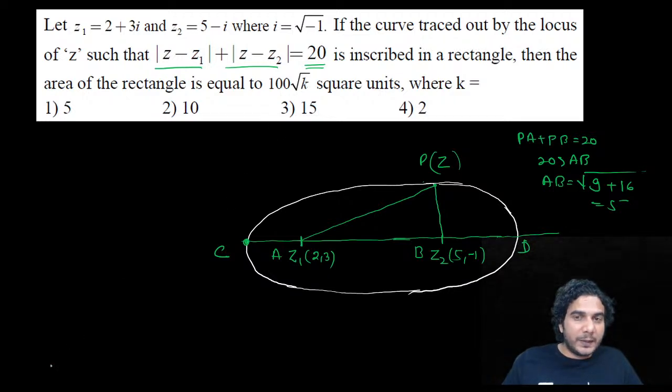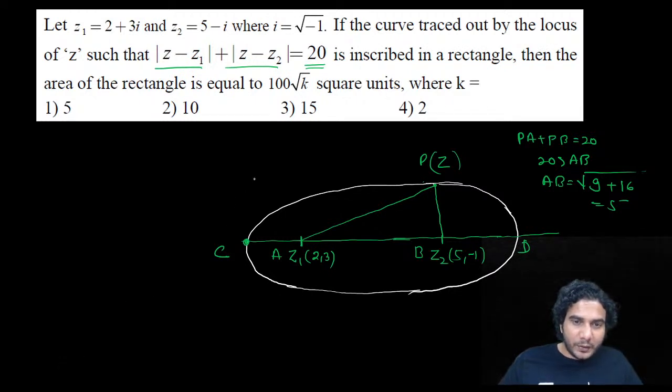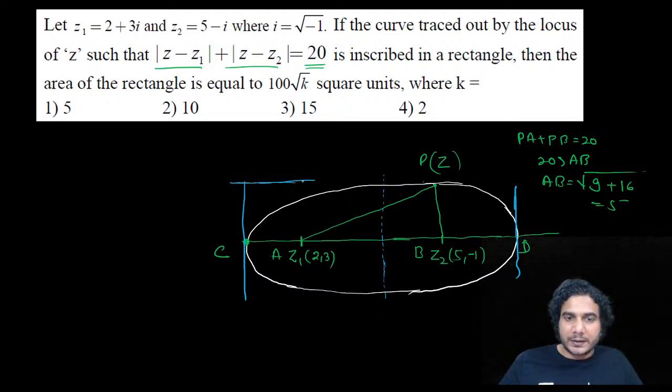Okay, this ellipse is inscribed in a rectangle. So now we need to plot a rectangle in which this ellipse will be inscribed. So obviously it will touch the ellipse at its vertices. Basically, the sides of the rectangle will be parallel to the major and minor axis of the ellipse. So this side will be parallel to the major axis, and it will meet the ellipse at the ends of the minor axis, right? Obviously this.